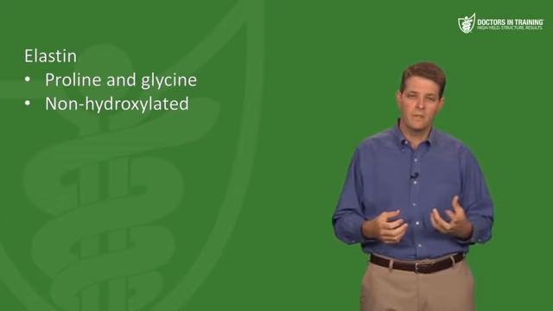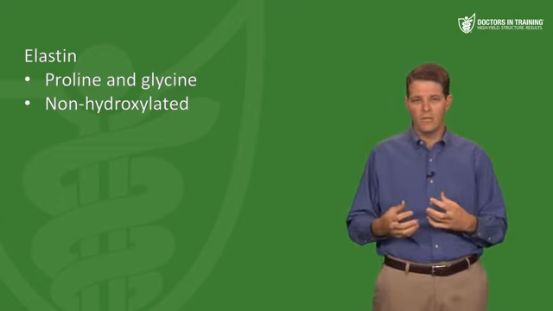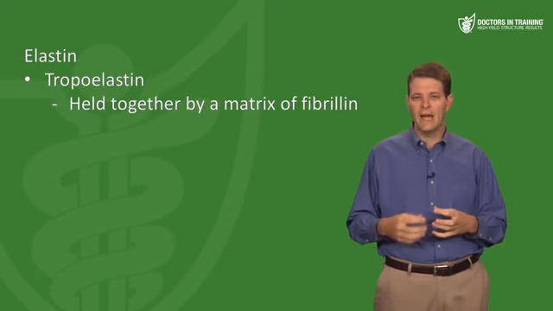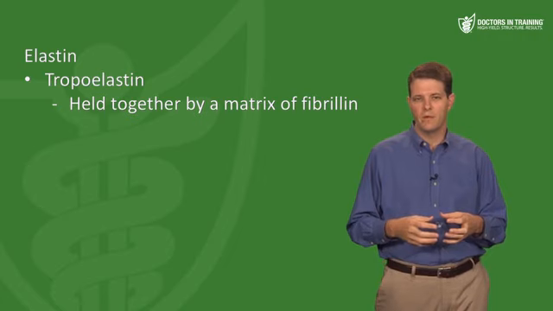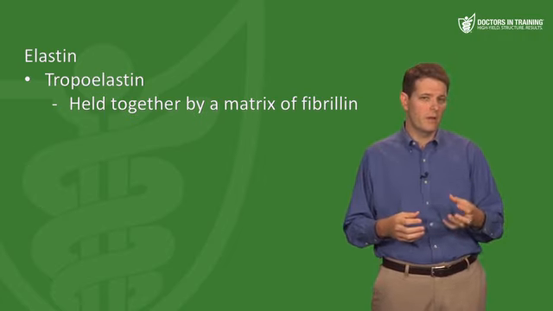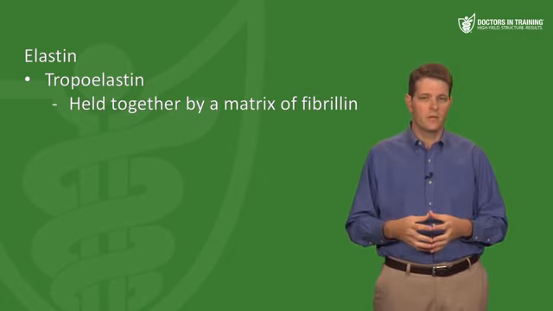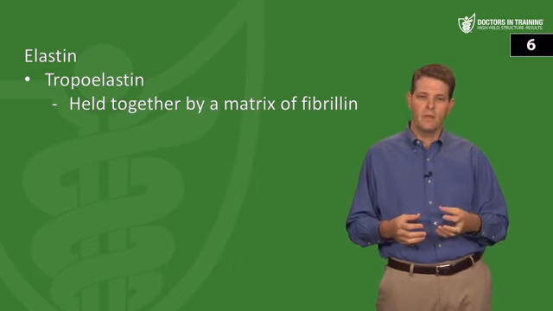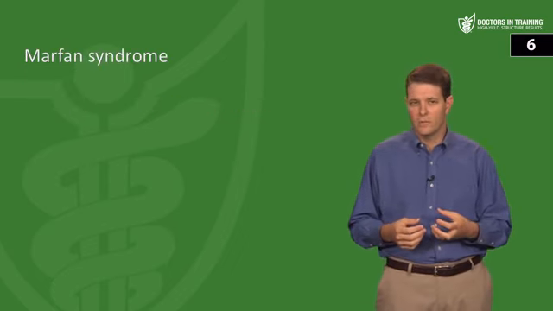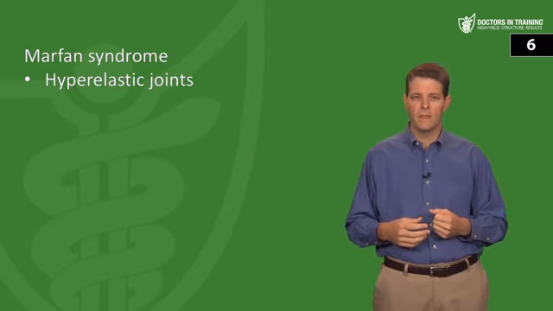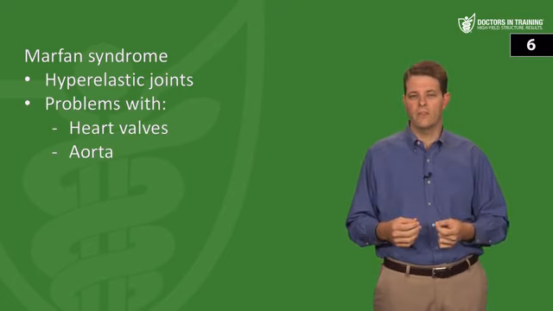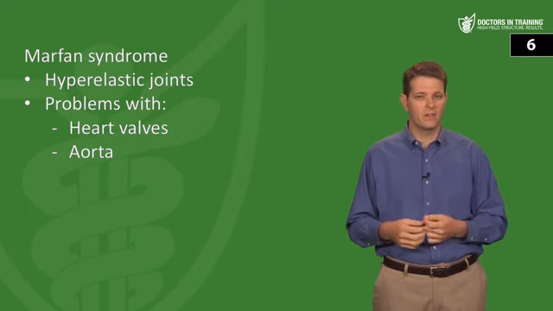Now structurally, instead of an alpha chain triple helix, we have proteins called tropoelastins that are held together by a matrix of a glycoprotein called fibrillin. And fibrillin is also made by the fibroblast, just like collagen. And if you have a defect of fibrillin, that causes Marfan syndrome, which is characterized by hyperelastic joints, kind of similar to Ehlers-Danlos, and also problems with the heart valves and the aorta, like aortic dissections.